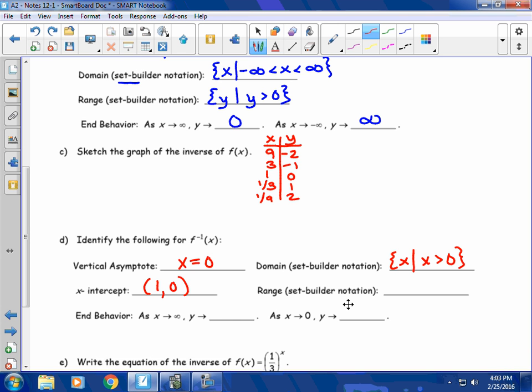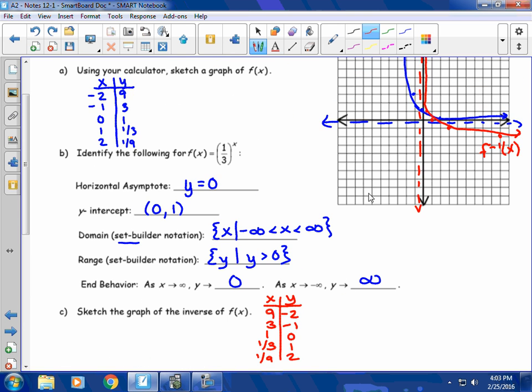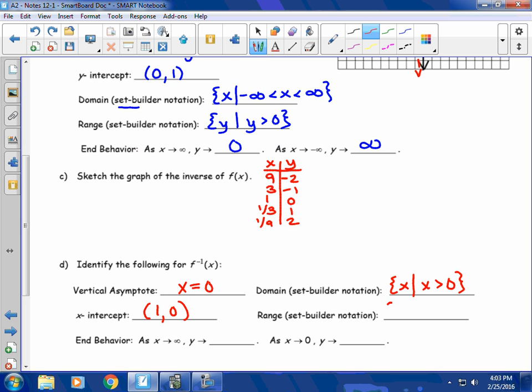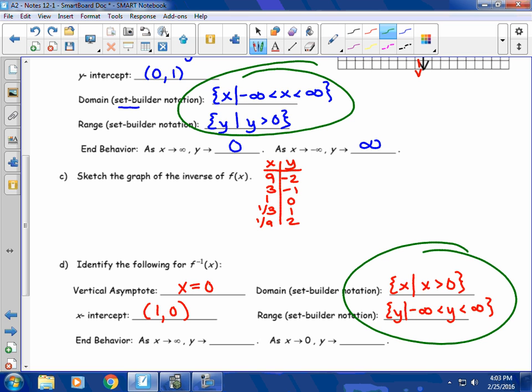And for the range, what's the lowest that red graph goes? Scroll back up and look here. It's going down here. It's getting lower just slowly, so it does go to negative infinity eventually, and it gets up to positive infinity. So that would be all y such that negative infinity is less than y is less than infinity. Again, look at those. They switched. Why does that totally make sense? Because you switch x and y. That is so great.